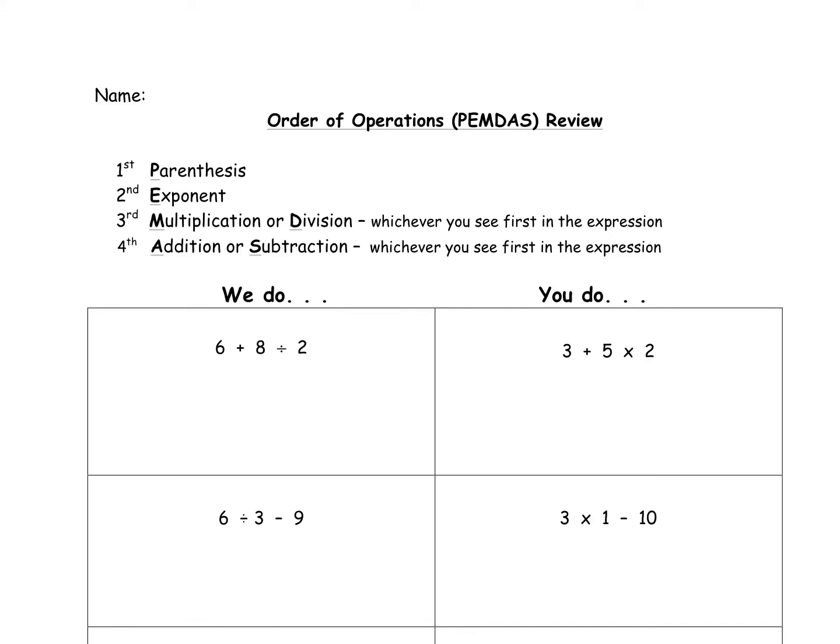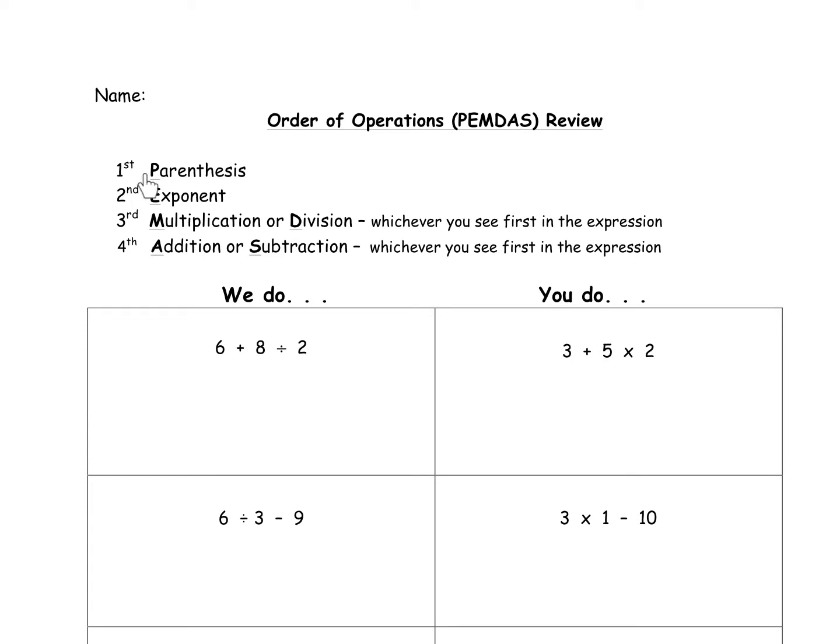Hello, in this lesson we're going to review the order of operations. It's sometimes referred to as PEMDAS, which is an acronym that stands for parentheses, exponents, multiplication and division, addition and subtraction. And sometimes we say, please excuse my dear Aunt Sally to help us remember those.